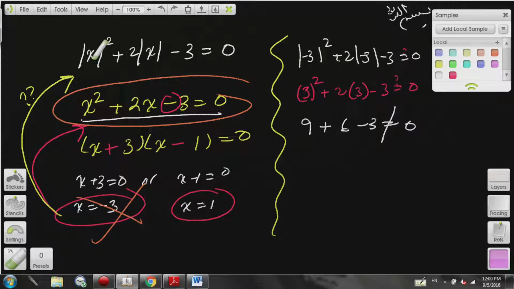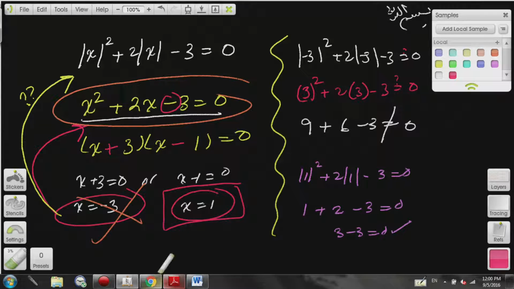How about 1? Well, 1 will work because it works for this. So absolute value of 1 squared plus 2 times absolute value of 1 minus 3. Let's see what happens then. This is 1 plus 2 minus 3 equals 0. And this is 3 minus 3 equals 0. And that works. But the tricky thing is this. So this definitely is the answer, at least one of the answers.